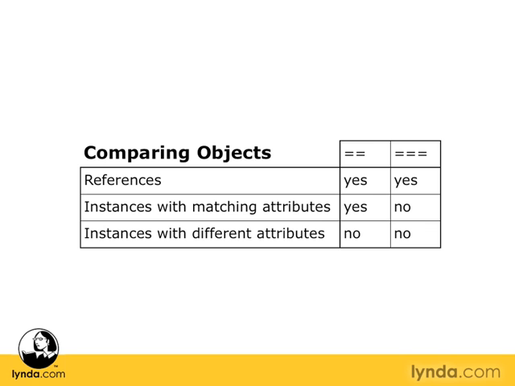And then, of course, instances with different attributes will always fail both. It'll say, oh, that's completely different. That's John Smith, not Jane Doe. I can tell, they're not the same right away. And so it'll fail both tests.